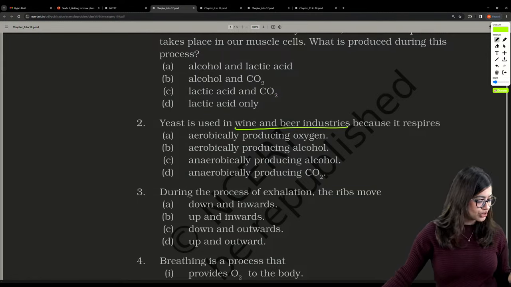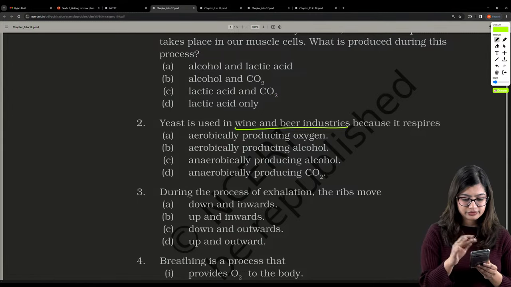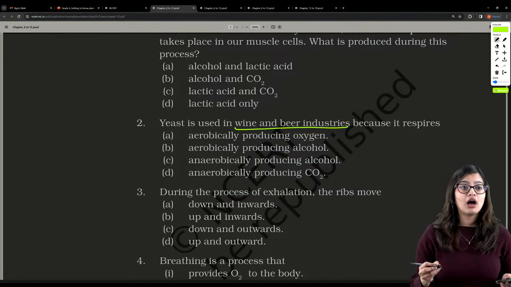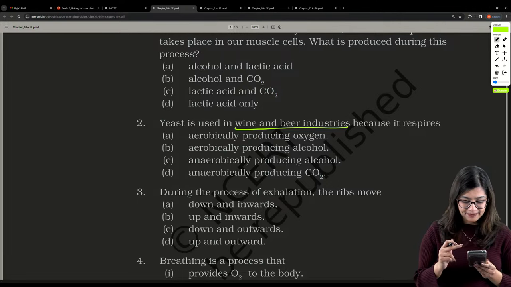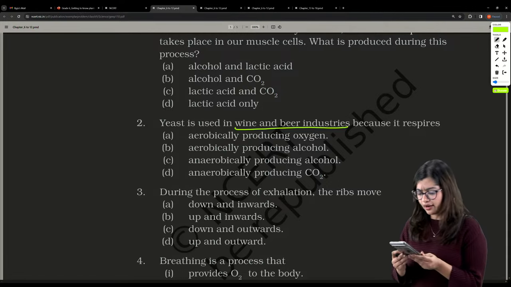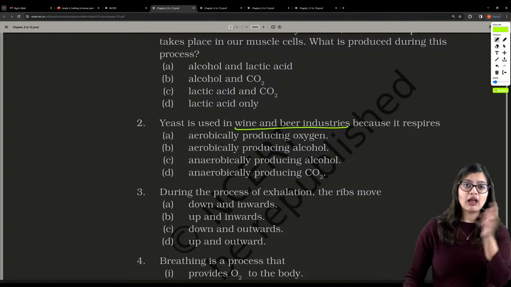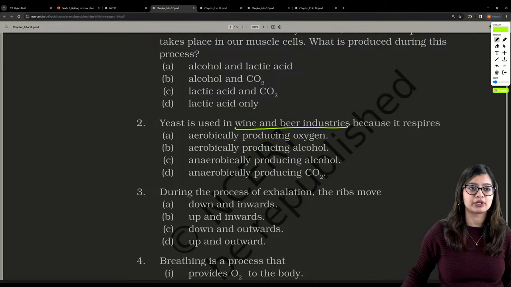Ma'am, write the definition of respiration. Very good, students. Very, very good. I can see the answers. Okay. Ritvika, I think it is already done in the channel. Ankita ma'am has taken it. So I will upload a video for that particular chapter under 30 minutes.